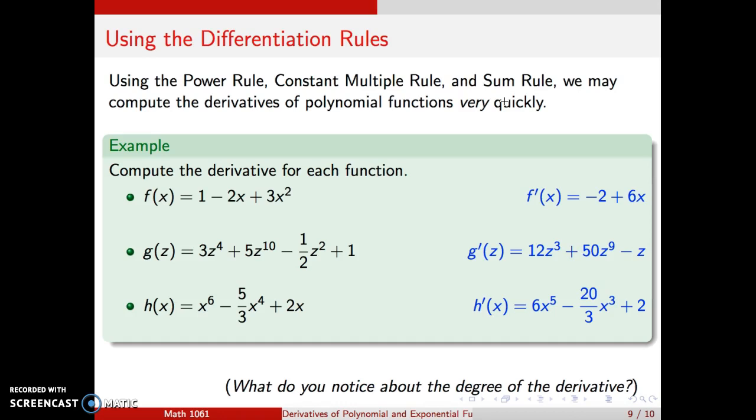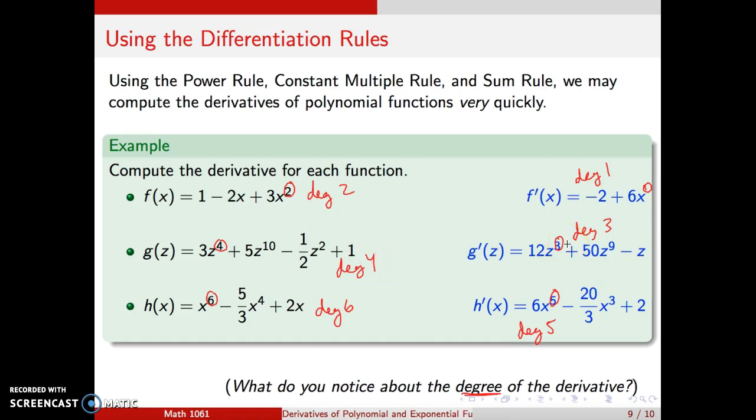And last thing to note, just something to think about. What do you notice about the degree of these derivatives? So this one was degree 2. This one's degree 4. This one's degree 6. You notice this one's degree 1, degree 3, and degree 5. And just by inspection, it looks like, 2 to 1, 4 to 3, 6 to 5.